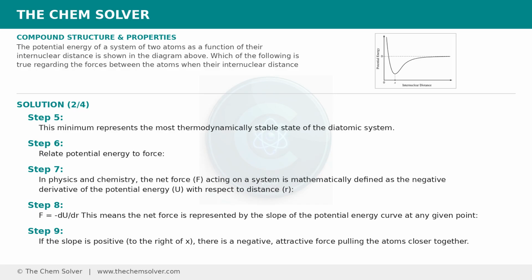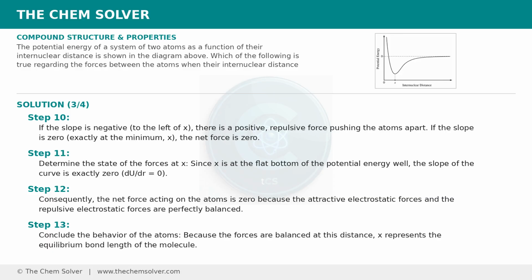If the slope is positive, to the right of x, there is a negative, attractive force pulling the atoms closer together. If the slope is negative, to the left of x, there is a positive, repulsive force pushing the atoms apart. If the slope is zero, exactly at the minimum, x, the net force is zero.